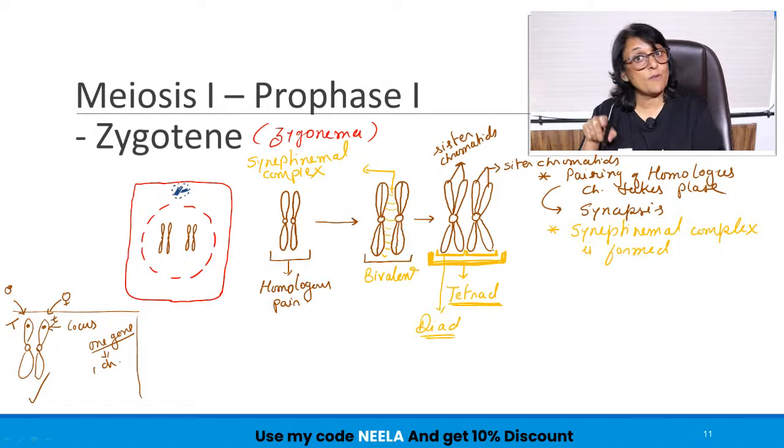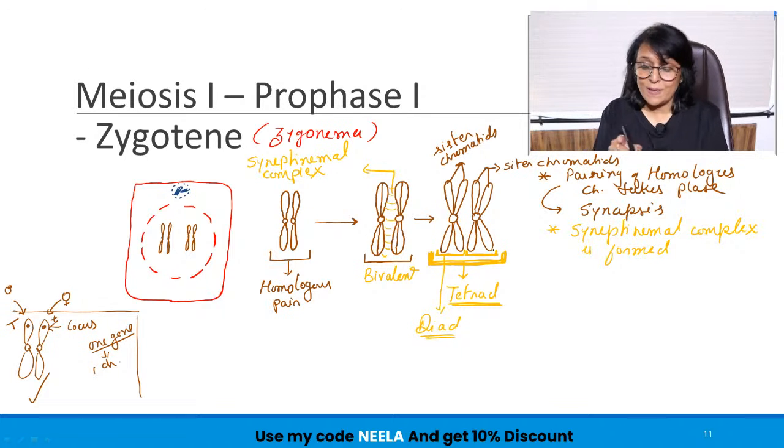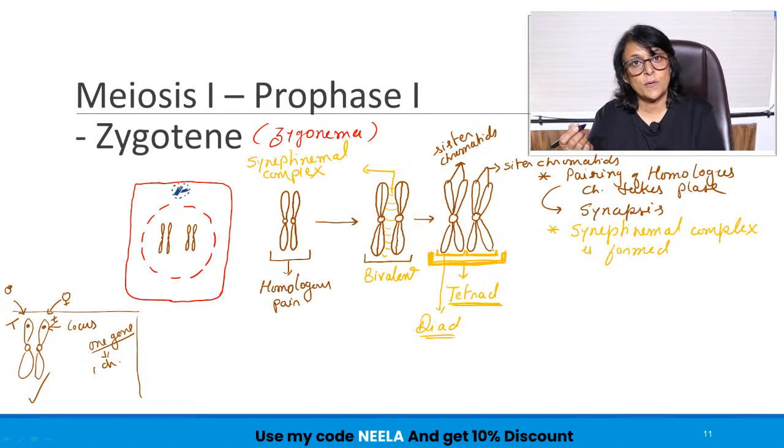So such type of questions can be asked. How many bivalents? One. How many tetrads? One. But how many dyads? Two. So if we increase the number of homologous pairs, we will be able to answer this question. Now, recap. Homologous chromosomes pairing takes place, which is called synapsis.